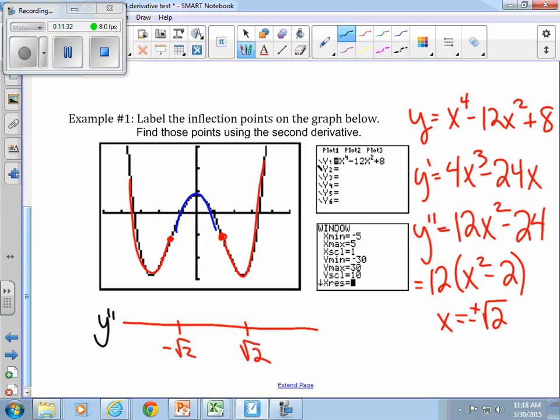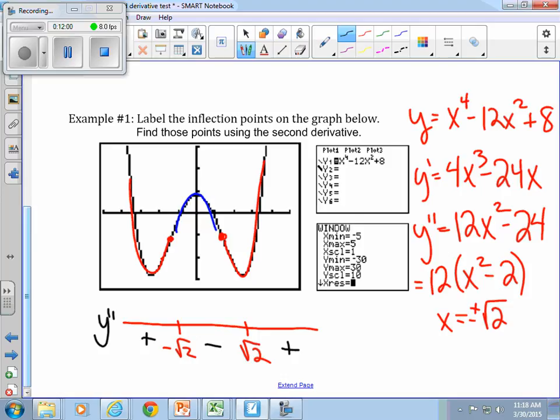So if I plug in something less than negative radical 2 into the second derivative, negative 4, something like that, what would I get? A positive number. If I plug in something between negative radical 2 and radical 2, 0 is a good candidate for that, I would get a negative number. And something after radical 2, I would get a positive.